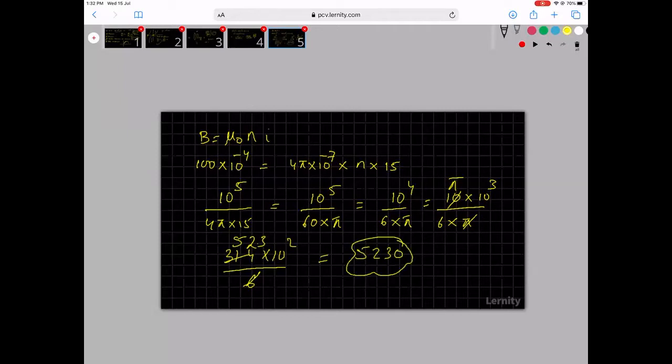Oh, but they have given a condition. Sorry, it is 523. 523 is the total number of turns. So that is the question.